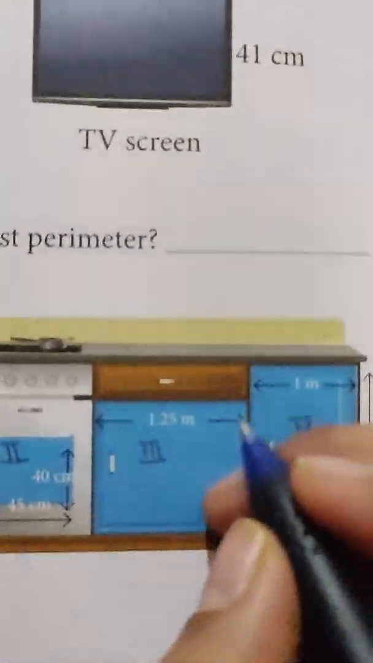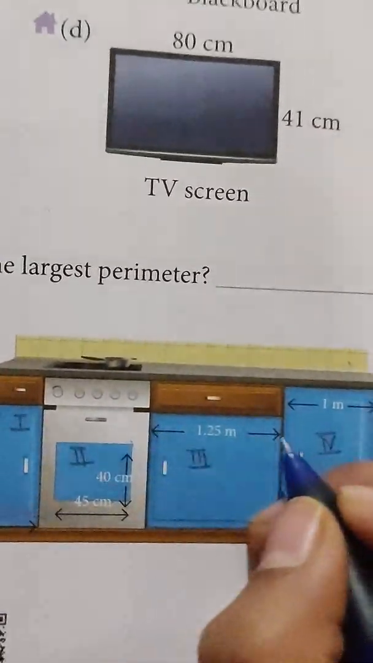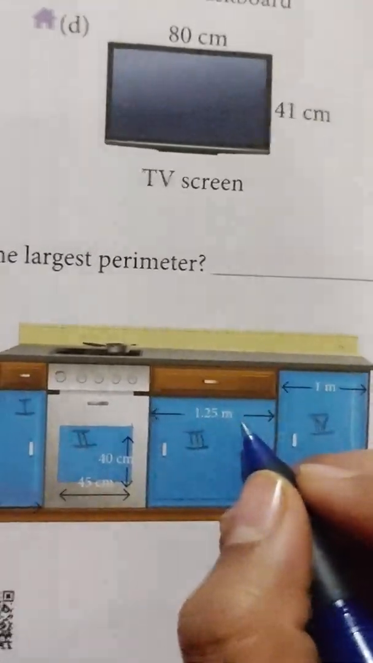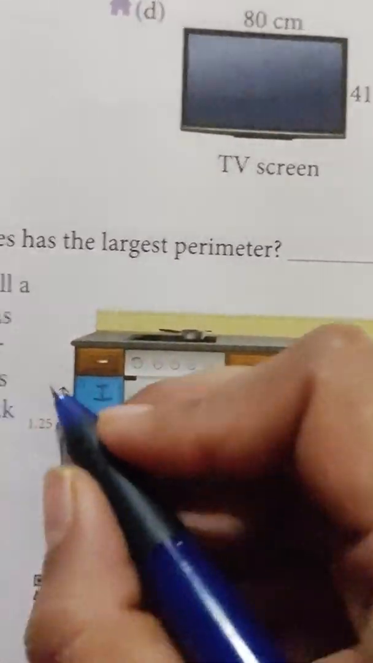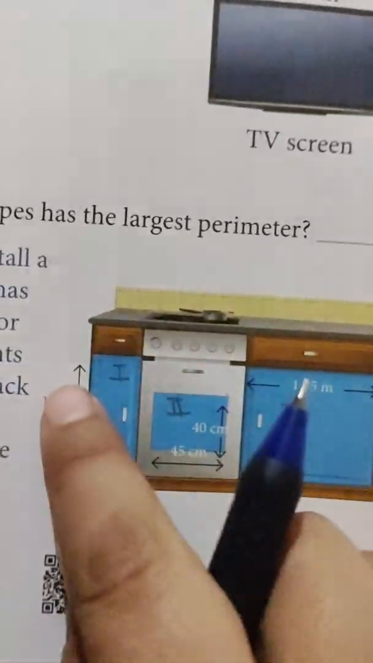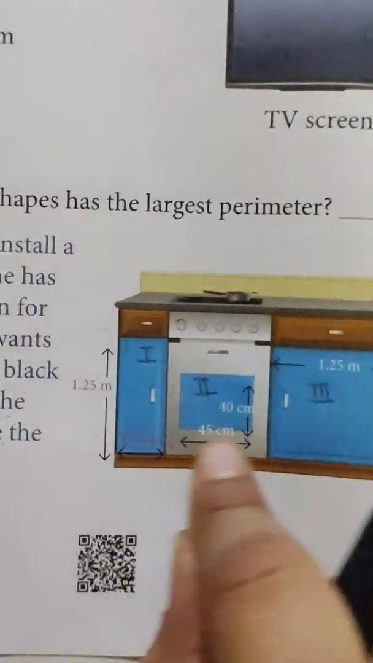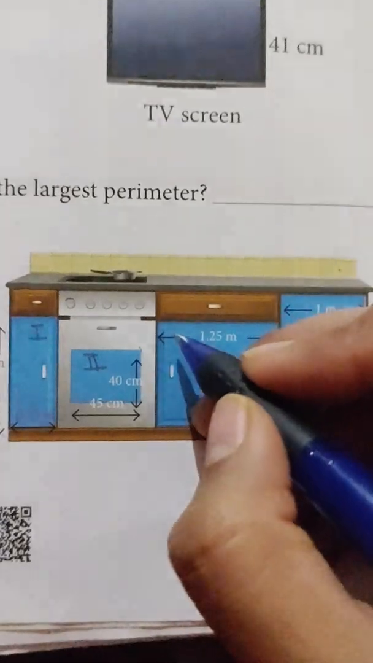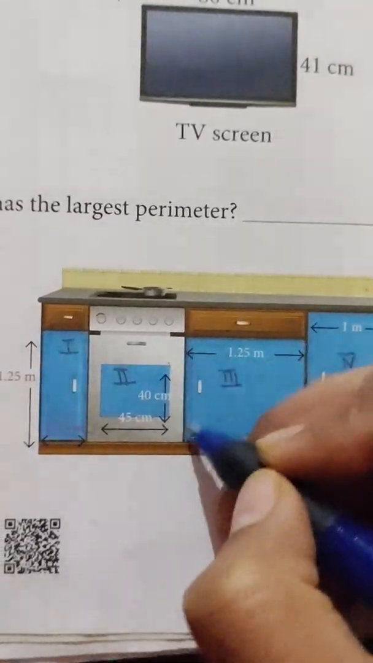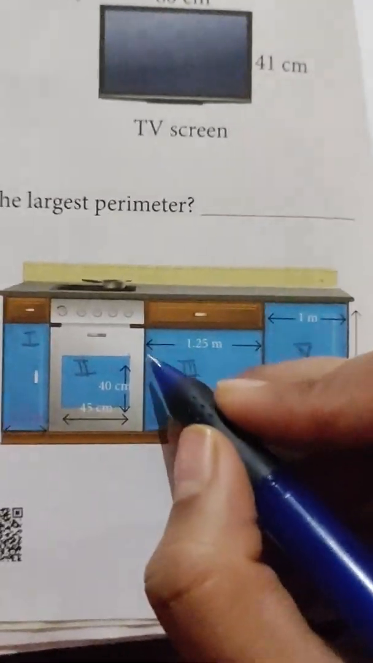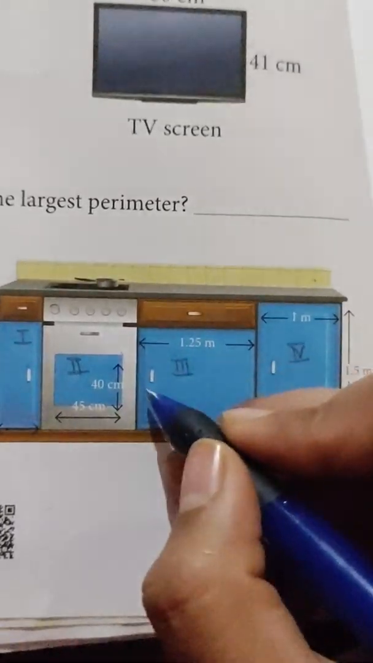Yes, this third box is only telling me the breadth of this box, but it is not showing me the length. The length is not given, but as you can see this box is equal to this box, so we can say that the length and the breadth of this box are the same. So this one is 1.25 and this one is also 1.25, so it will become a square. If the length and breadth are the same, it means that it is a square.